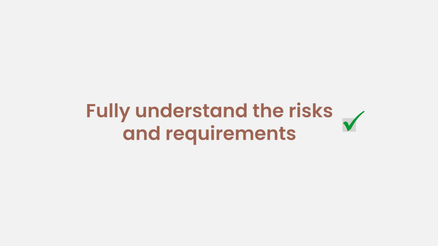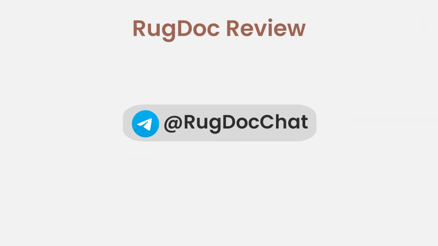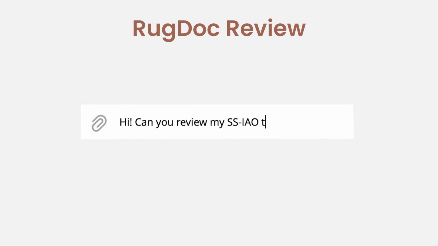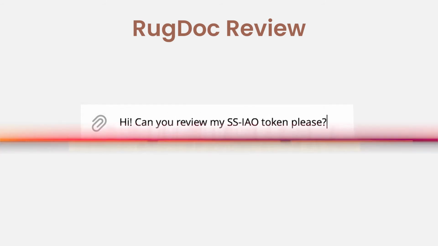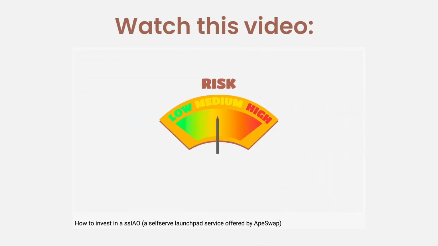Now that you are done setting up your SS-IAO, you must put in a request to review your token with RugDoc. To get it, go to the RugDoc Telegram by clicking the link in the description and request a token review. There are also DYOR badges you can earn to elevate your raise and show that you prioritize safety and security. To learn more about them, click the link in the description or watch our How to Participate in an SS-IAO video, clicking the top right pop-up.